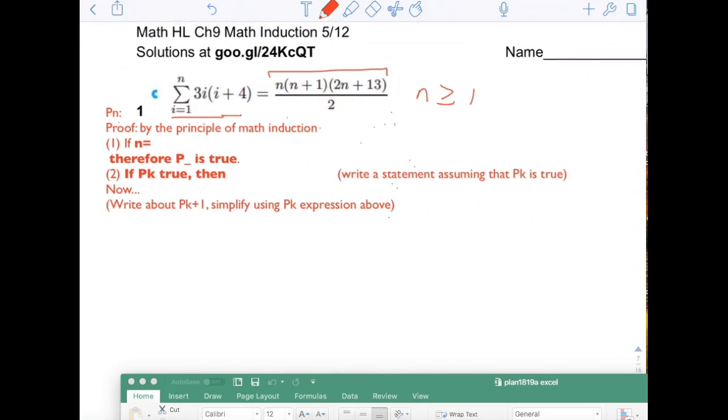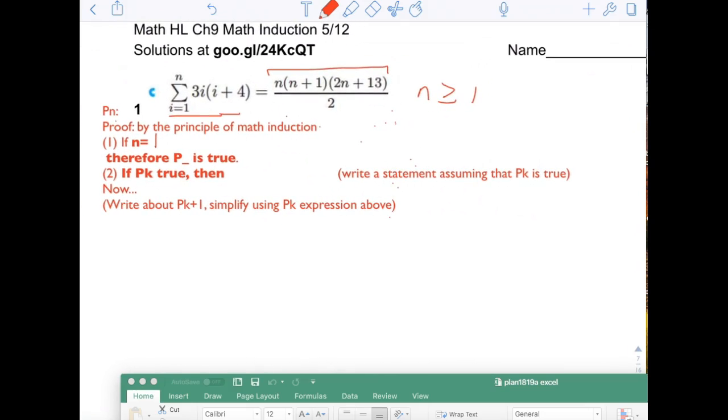So for the base case, the value will be 1 because that's the first value. If n equals 1, what do we know? We can substitute 1 in for n, so that would be i equals 1 to 1. So it wouldn't be a summation, it would just be a term. The term would just be 3 times 1 times the quantity 1 plus 4, so that would be 3 times 5, which is 15. And the right side would be 1 times 2 times 15, so that would be 30 divided by 2, which is 15. So it worked. Therefore, P of 1 is true.